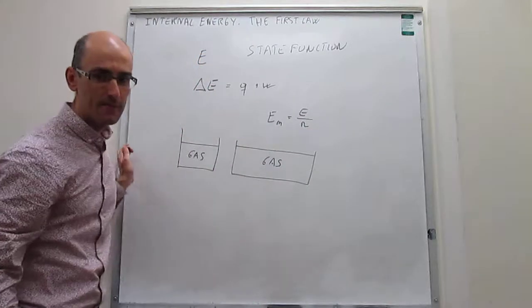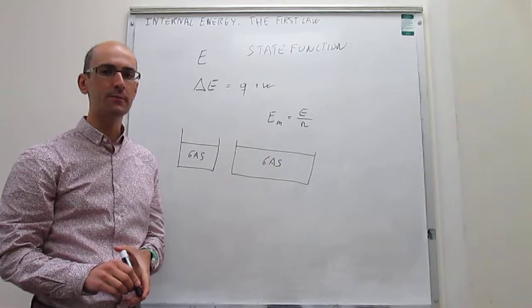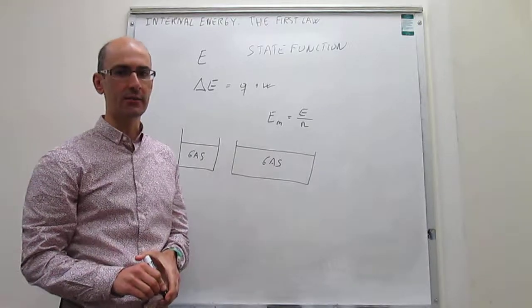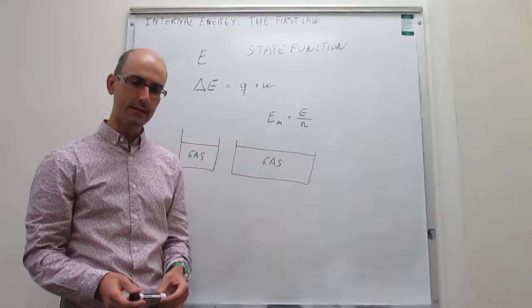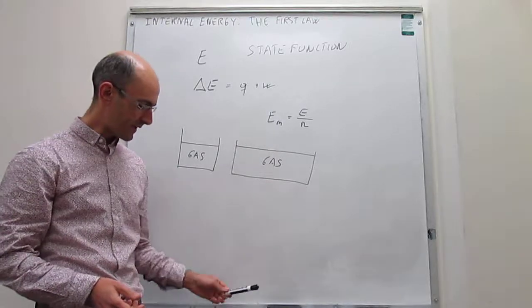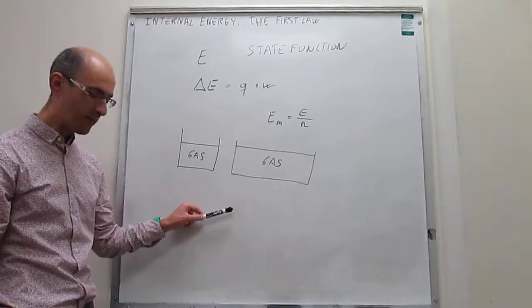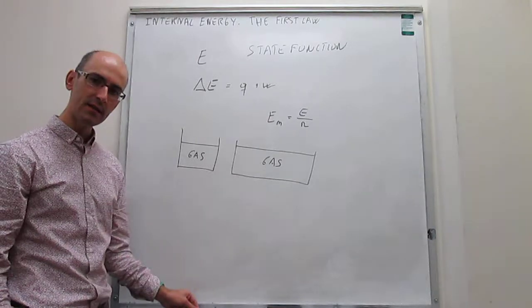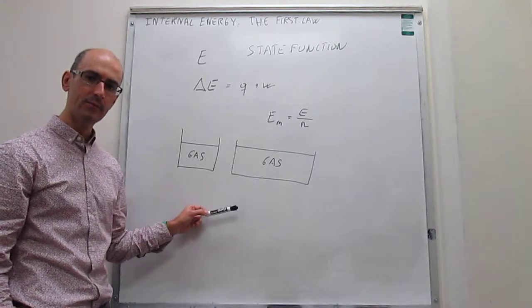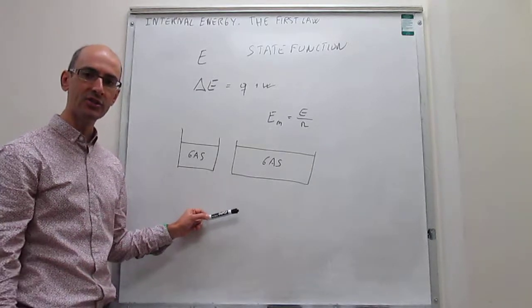A state function is a function whose changes do not depend on how a process is carried out. For example, height is a state function. If I want to calculate the difference in height between this marker being down there and this marker being down here, the only thing I need to know is the initial height and the final height. The difference between those two tells me how much the height has changed.